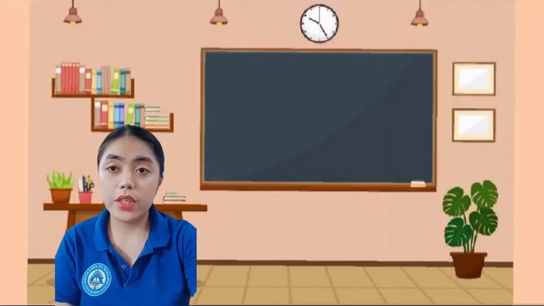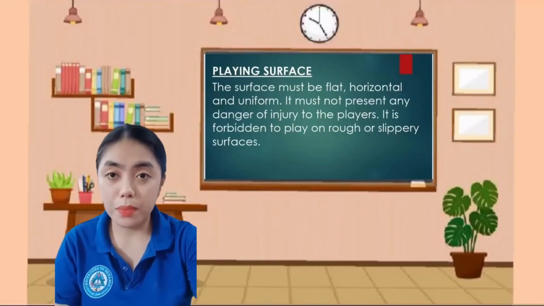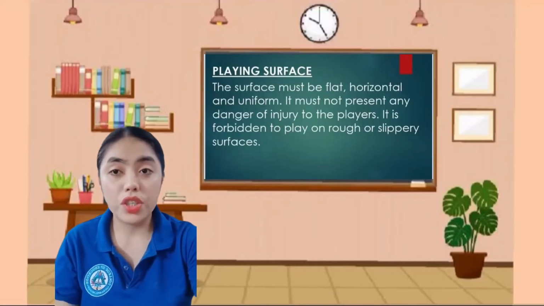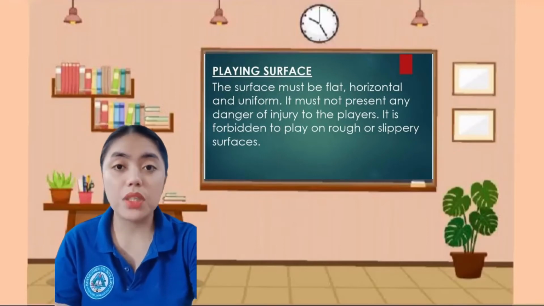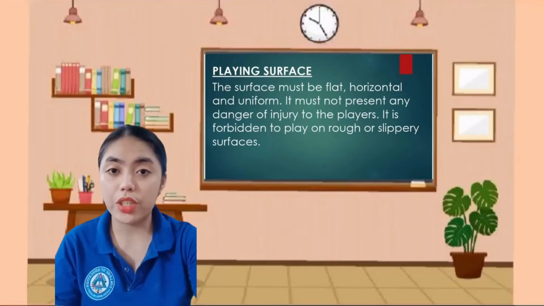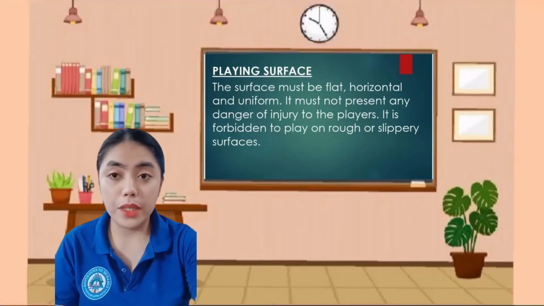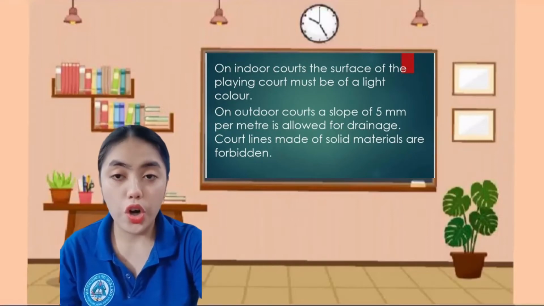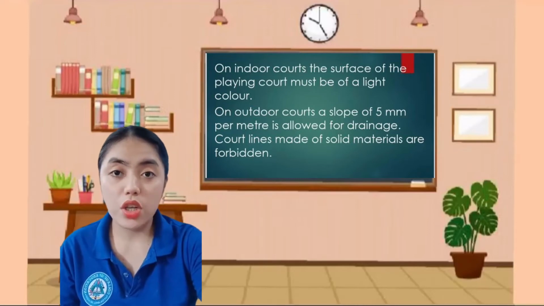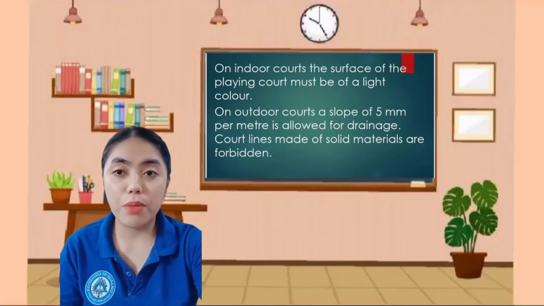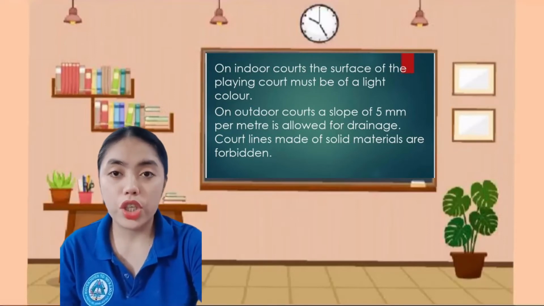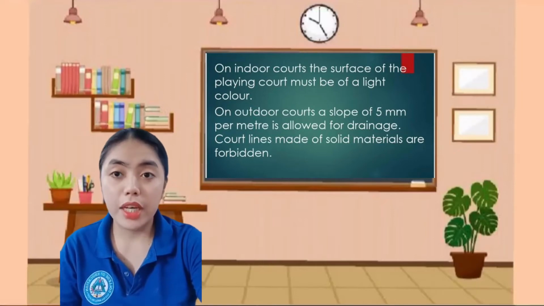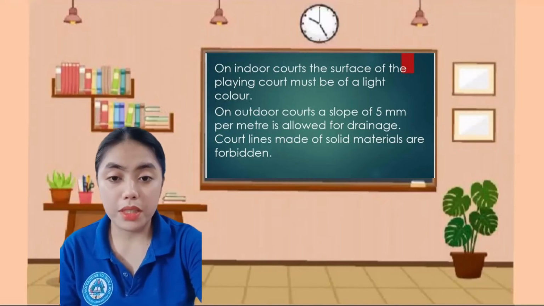Now let's proceed to playing surface. The surface must be flat, horizontal, and uniform. It must not present any danger of injury to the players. It is forbidden to play on rough or slippery surfaces. On indoor courts, the surface of the playing court must be of a light color. On outdoor courts, a slope of 5 mm per meter is allowed for drainage. Court lines made of solid material are forbidden.